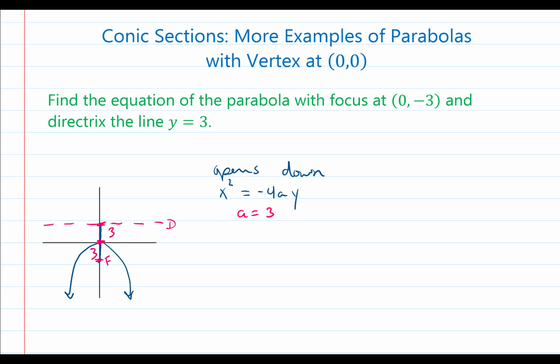We will then replace a in the equation with the value of 3, so we have x squared is equal to -4 times 3 times y. Finding the product, we know that x squared is equal to -12 times y. And so this is the equation that represents the parabola with the focus of (0, -3) and the directrix with the line of y equals 3.